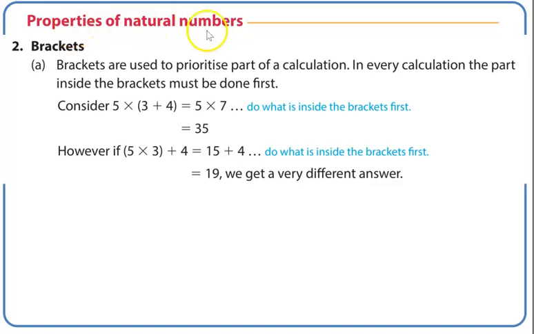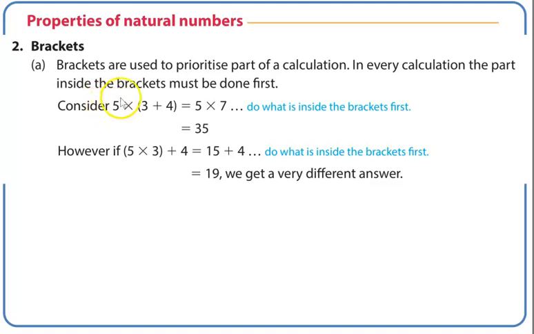Properties of natural numbers continued. Brackets. Brackets are used to prioritize part of a calculation. In every calculation, the part inside the brackets must be done first. This is following the order of operations, or the BODMAS rules, that you would have learned in previous lessons.